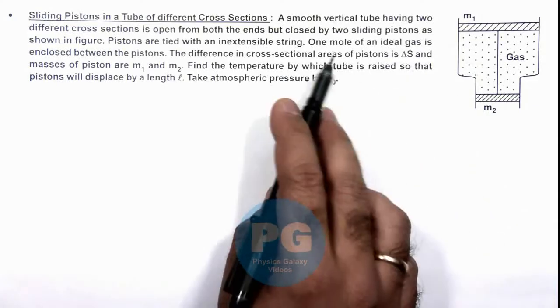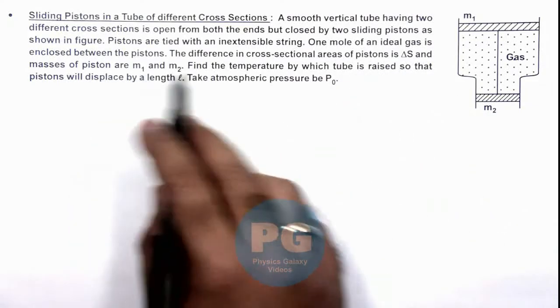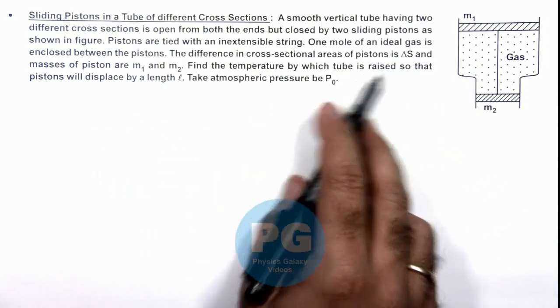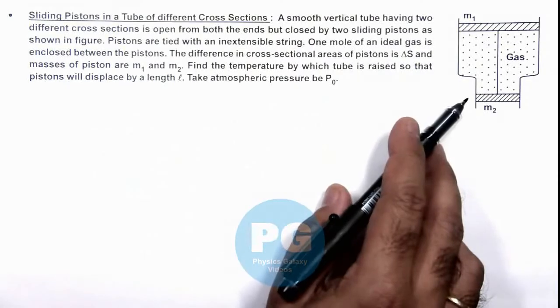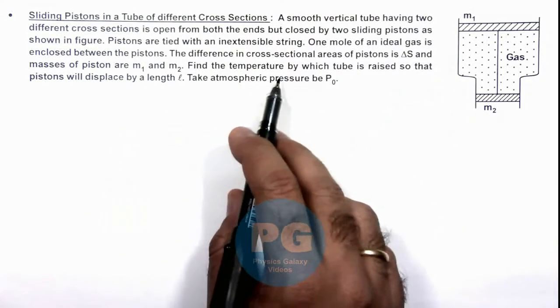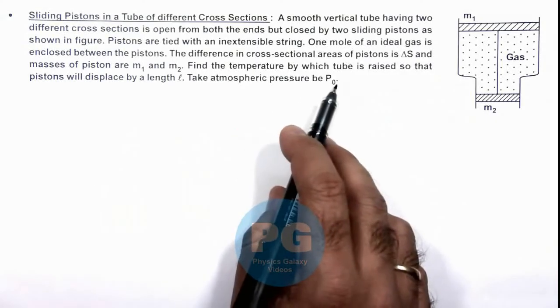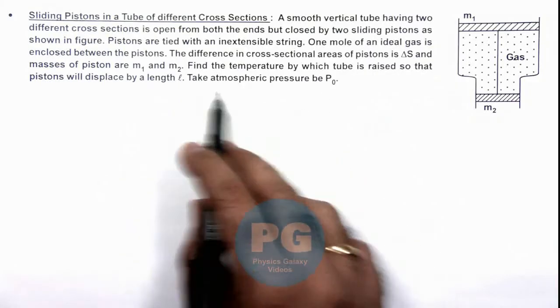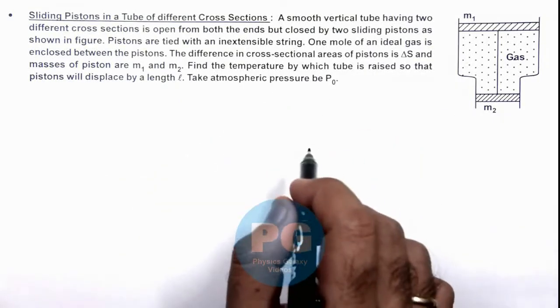It says 1 mole of an ideal gas is enclosed between the pistons, and the difference in cross-sectional areas of the pistons is delta S. The masses are M1 and M2. Find the temperature by which the tube is raised so that the piston will displace by a length L, and we can take the atmospheric pressure to be P0.